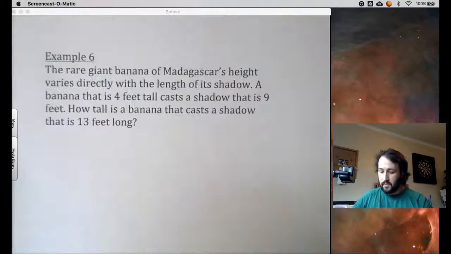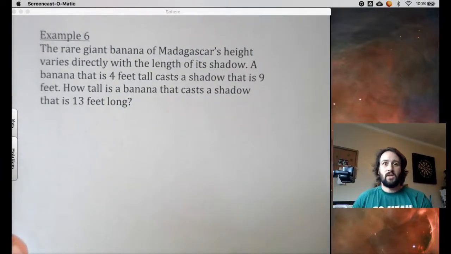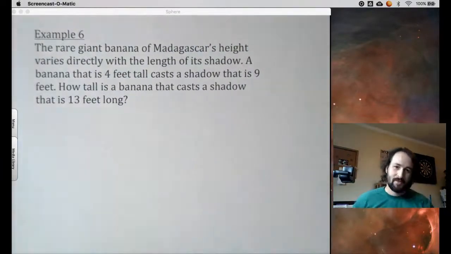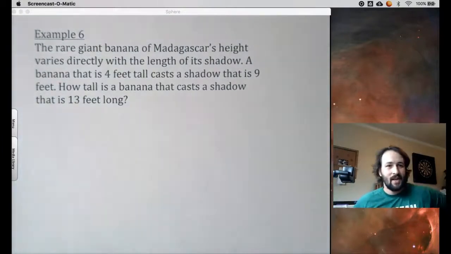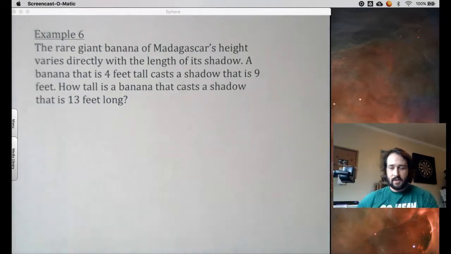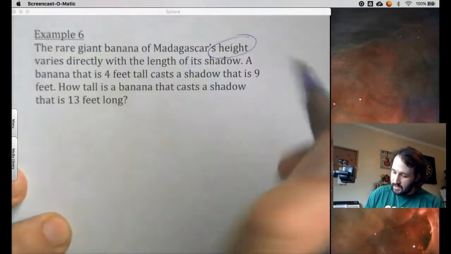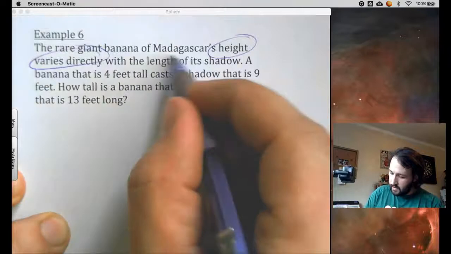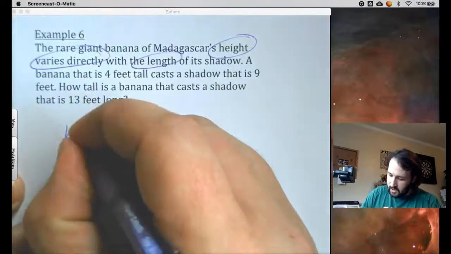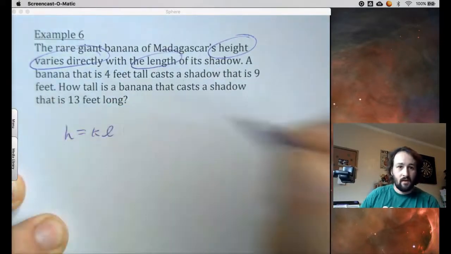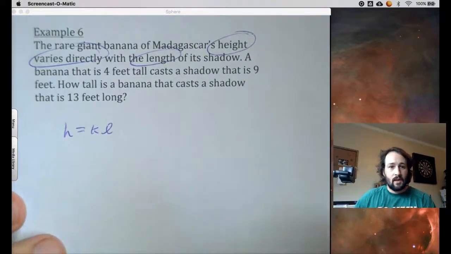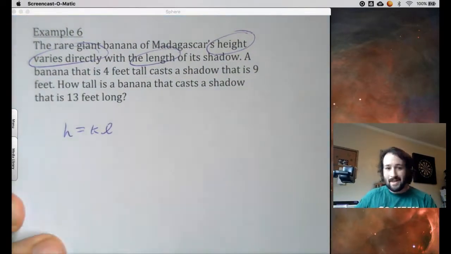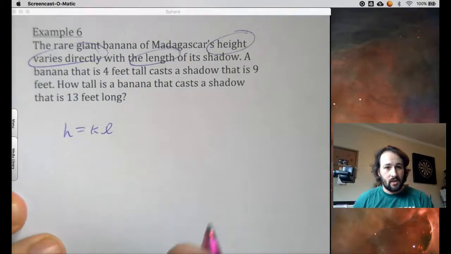All right. Got one more down here. The rare giant banana of Madagascar. I'm sorry, I was tired when I was typing these. So the height varies directly with the length of its shadow. So I'm going to say H equals K times L. A banana that is 4 feet tall casts a shadow that is 9 feet. How tall is a banana that casts a shadow that is 13 feet?